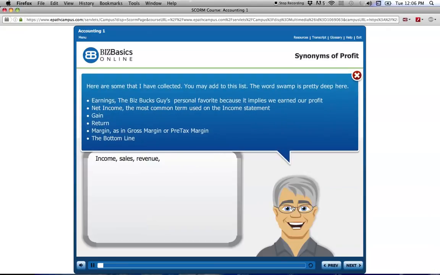Here are some that the Biz Bucks guy has collected. You may add to this list. The word swamp is pretty deep here. That is why we need to bring into the sunshine the many ways to express the simple concept of profit.